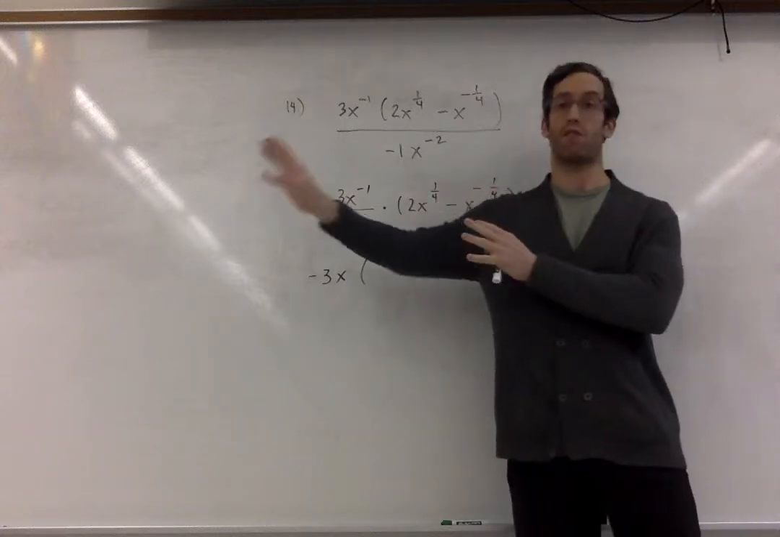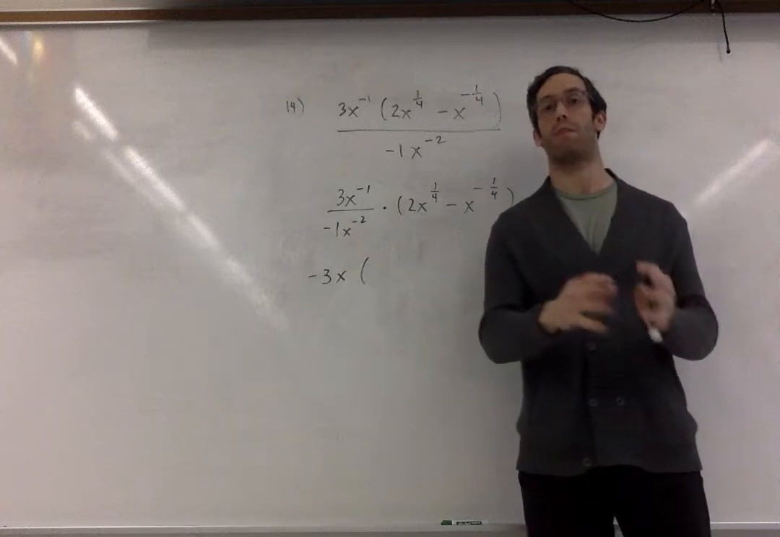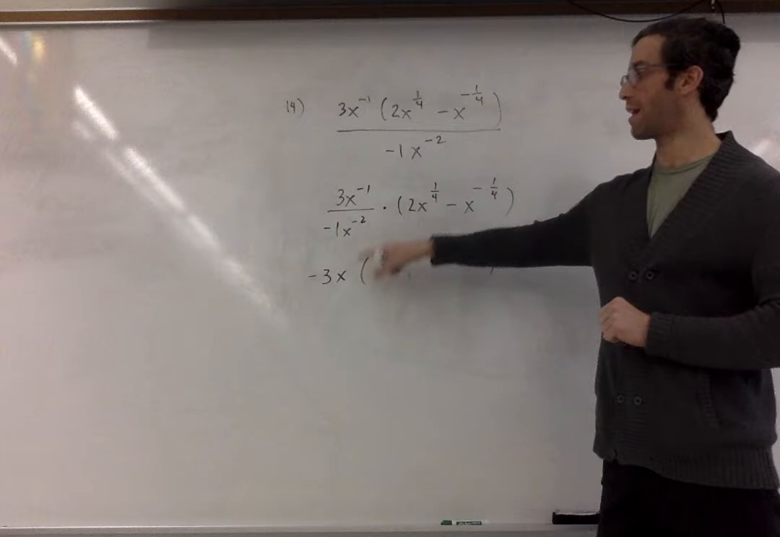Only move around the factors that have a negative power. 3 is just 3 to the first. It's by itself. X to the negative first, that alone can become x to the first on the bottom. But don't move the 3. Right? I think it's safer just to do negative 1 minus negative 2. Right?